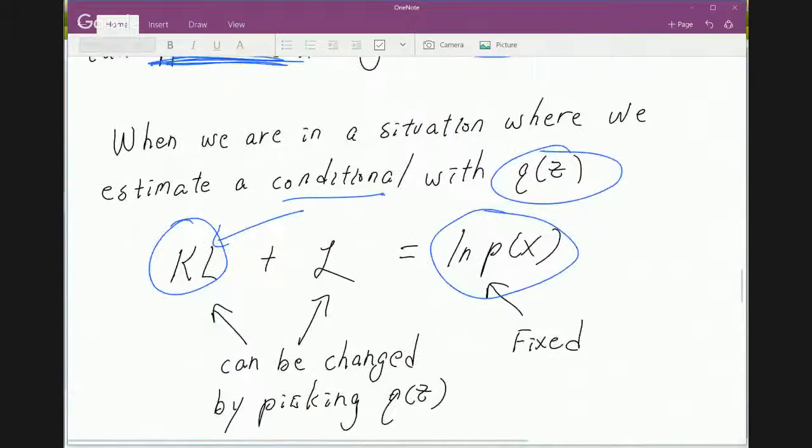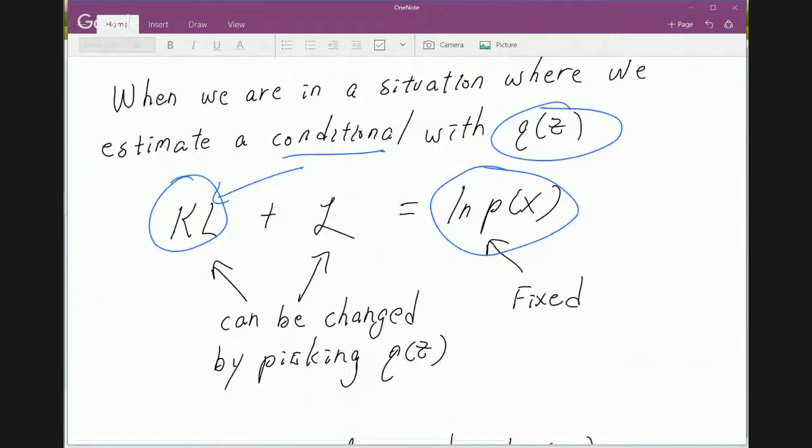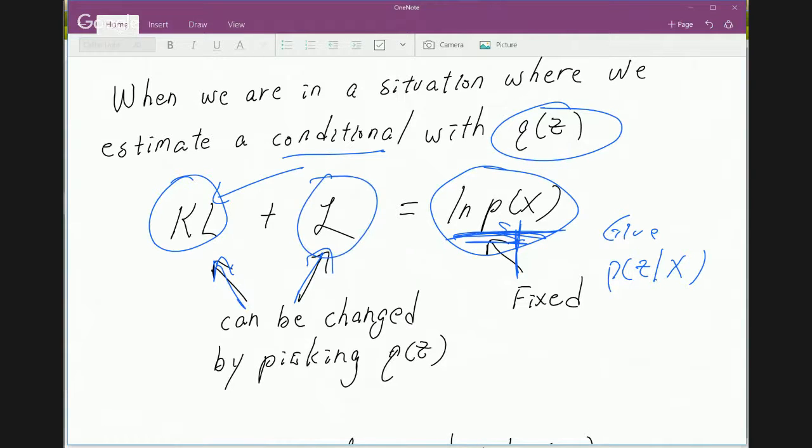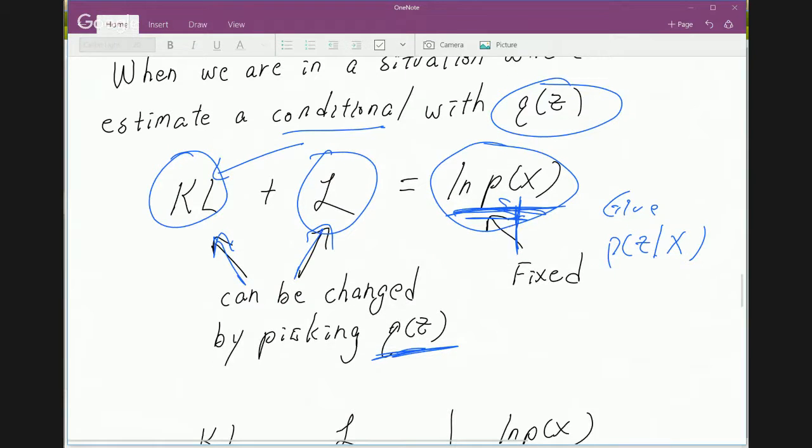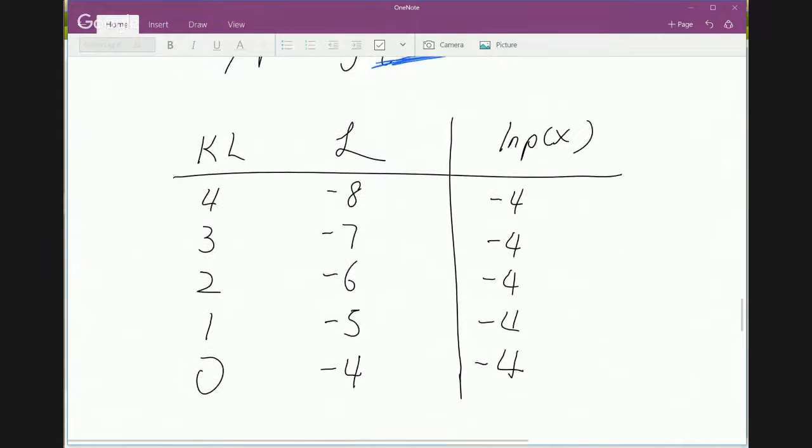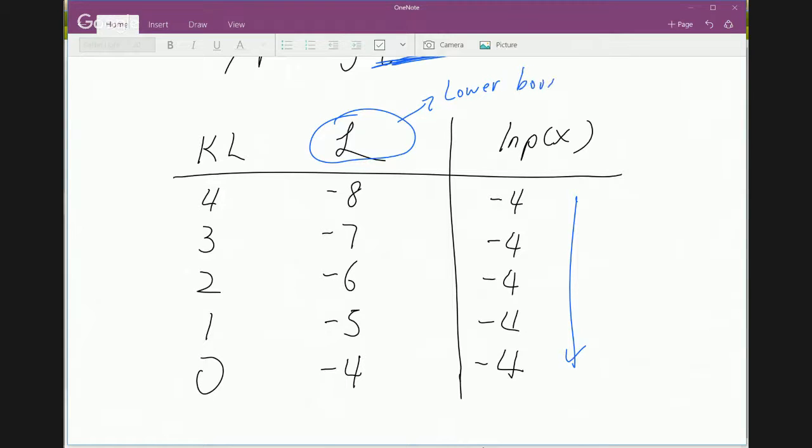And from the last time, we know that this value is fixed because it was given. Remember, probability of Z given X. So X is given, so this value is fixed. But we can manipulate these two values by picking the right Q of Z. Now, remember, I showed you this table last time. These are fixed by manipulating the lower bound. This is the lower bound.